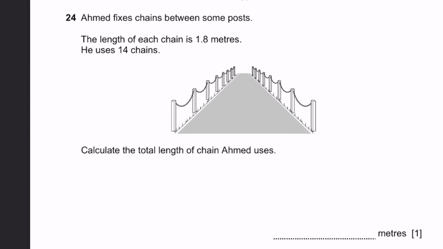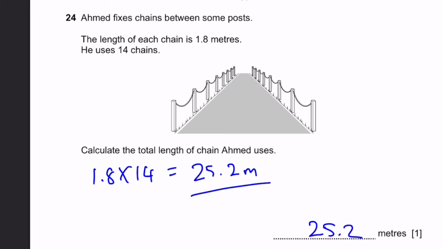Question 24. Ahmed fixes chains between some posts. The length of each chain is 1.8 meters and he uses 14 of them. Calculate the total length of chain Ahmed uses. That just means you multiply 1.8 times 14. That'll make 25.2 meters of chain. That's our answer.